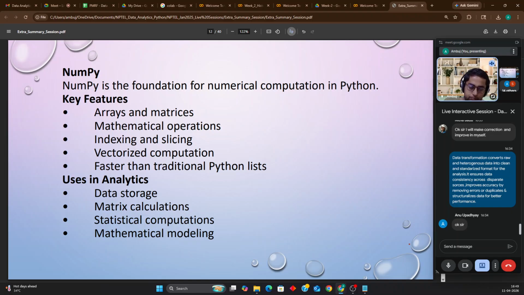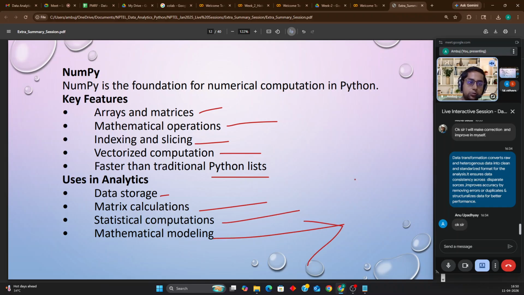NumPy is the foundation, the first library. It involves arrays, matrices, mathematical operations, indexing, slicing, vectorized computation, and it is much faster compared to traditional Python lists, which take more data and have higher computational complexity. It is used in data storage, matrix calculations, statistical computations, and mathematical modeling.